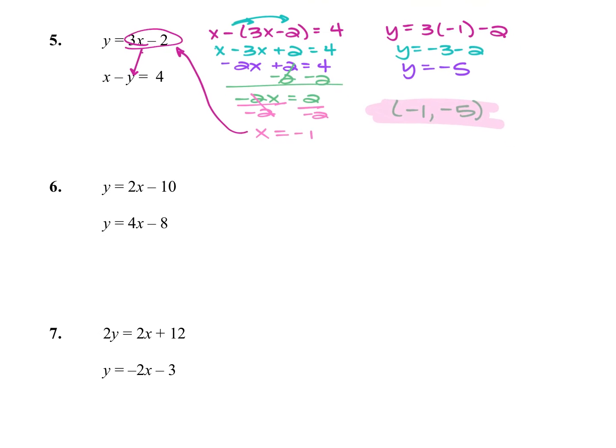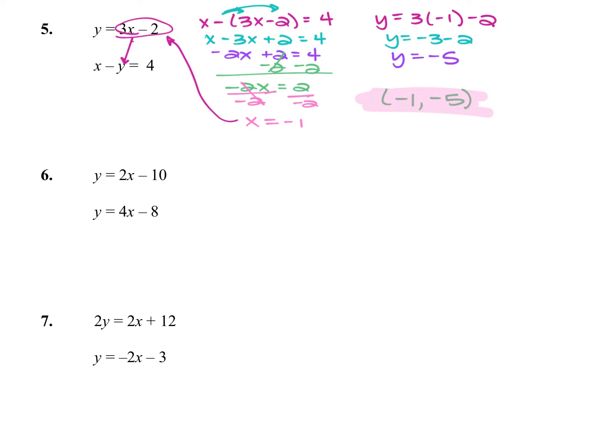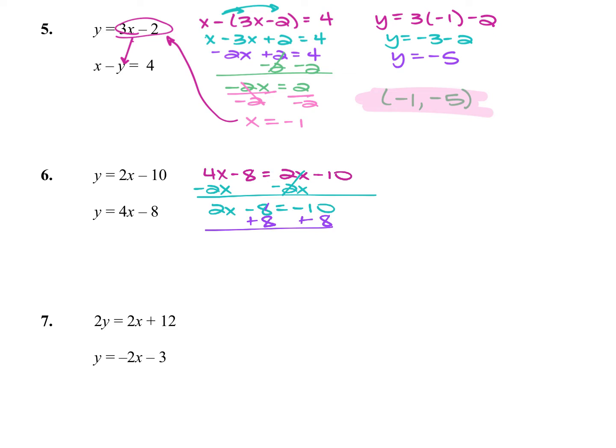For number 6, you have y is equal to 2x minus 10 and y is equal to 4x minus 8. We're going to set these two equal to one another. So we have 4x minus 8 is equal to 2x minus 10. I'm going to move the 2x over first by subtracting it from both sides. This gives us 2x minus 8 is equal to negative 10. Then we're going to add the 8 over. So that's 2x is equal to negative 2. Divide each side by the 2. And you get that x is negative 1.